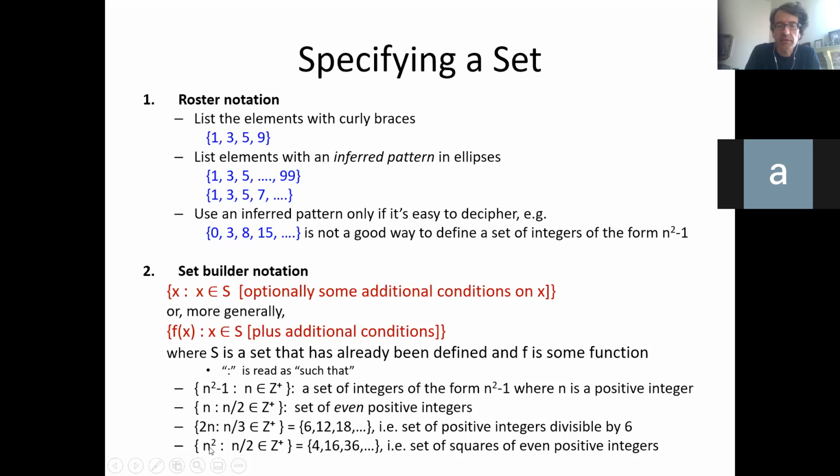Here is, again, a set of values of the form n squared, where n is such that n over 2 is a positive integer. So it's a set of squares of even integers. We will use these notations, a set builder notation.